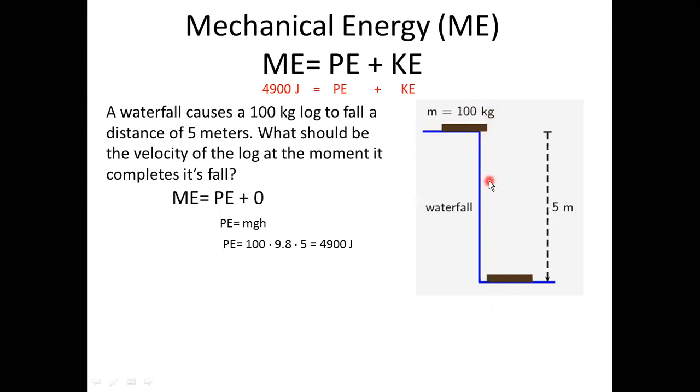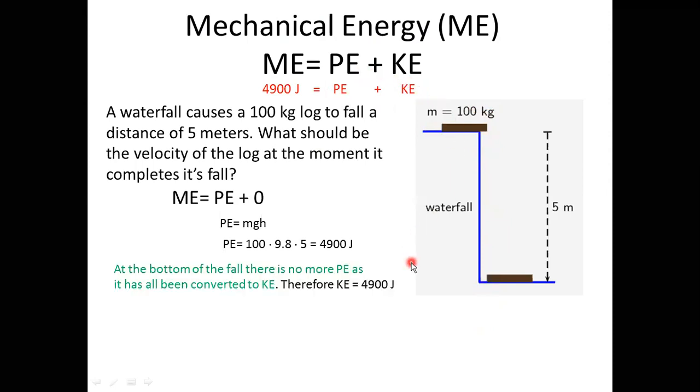As the log falls, it will begin to build up kinetic energy. So our potential energy will be converted into that form called kinetic energy. What we need to realize is that as soon as the log gets to the bottom of the waterfall, all of that potential energy has now been converted to kinetic energy. So the 4,900 joules of total energy, which was potential energy to begin with, is now going to become kinetic energy when it reaches the bottom of the waterfall. 4,900 is still the total. It's just that at the bottom of the waterfall, it's now all kinetic energy instead of potential energy.